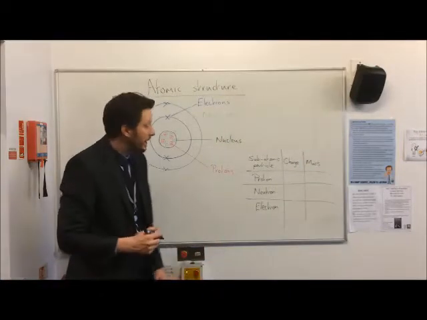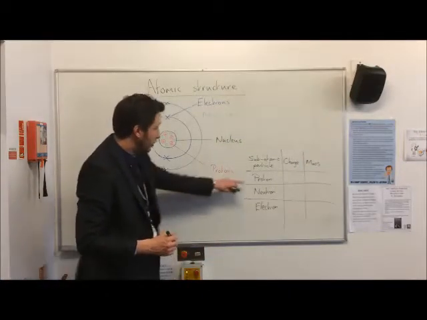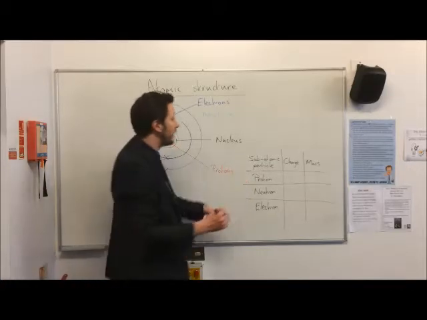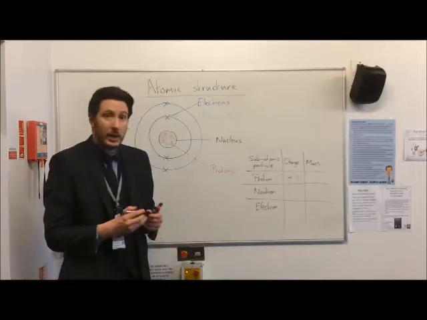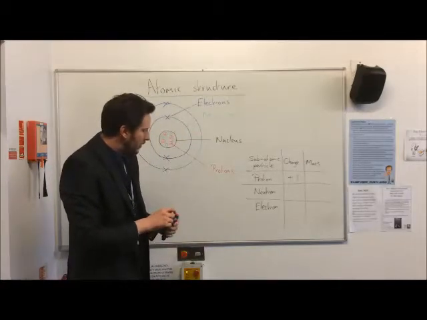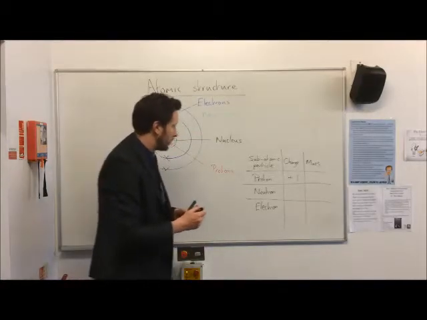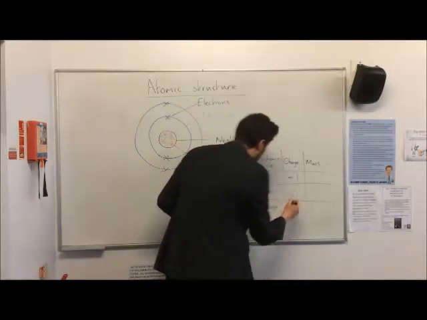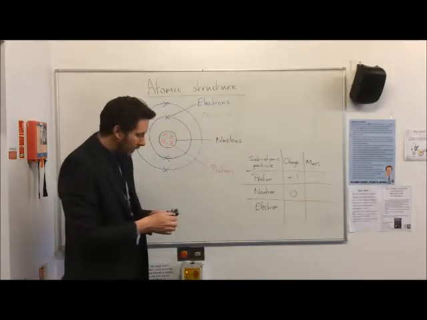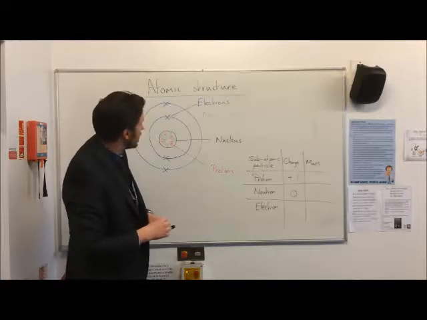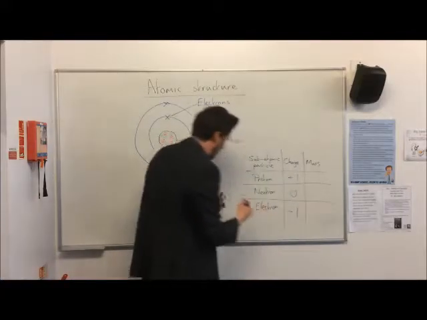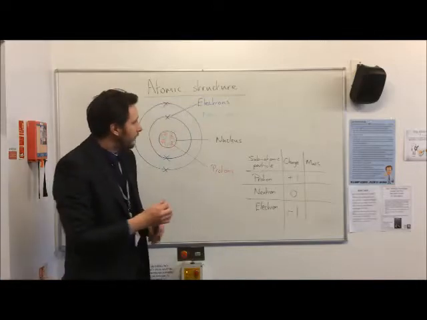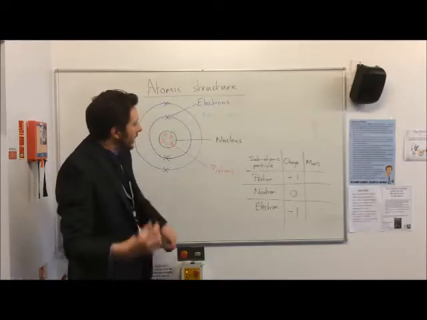Now I've said already that protons are easy to remember because protons are positive. So we give them a charge of +1. You really should have the 1 in there as well. Whereas neutrons, they are neutral, so they have no charge. Their charge is 0. And then you have electrons, which have a negative charge. They are -1.